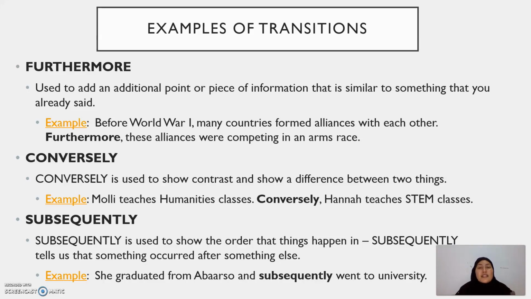And then our third example is subsequently. Subsequently is used to show the order that things happen in. Subsequently tells us that something occurred after something else. For example, she graduated from high school and subsequently went to university.